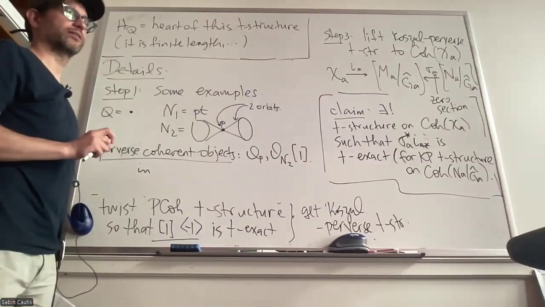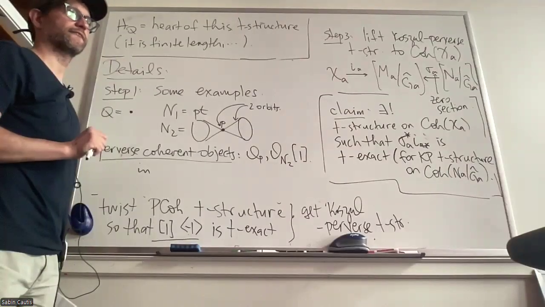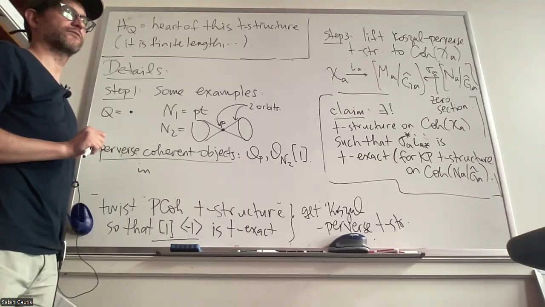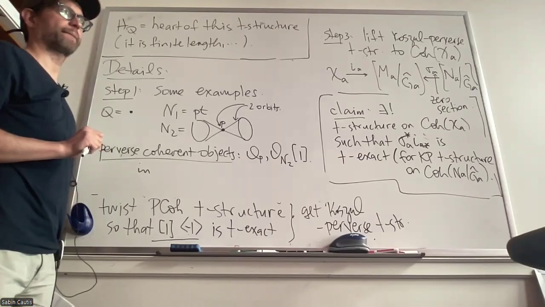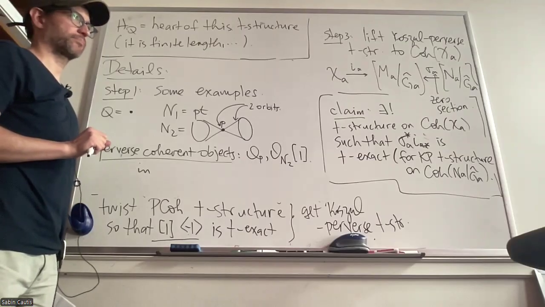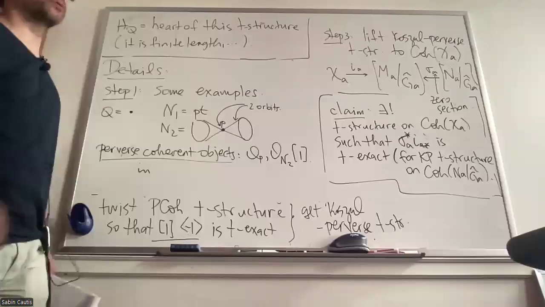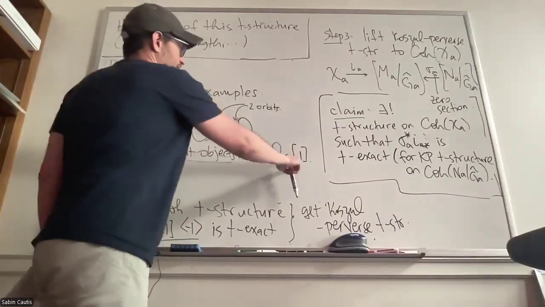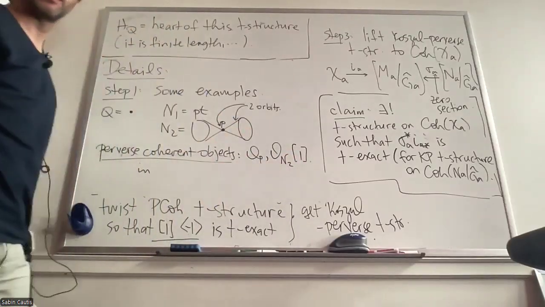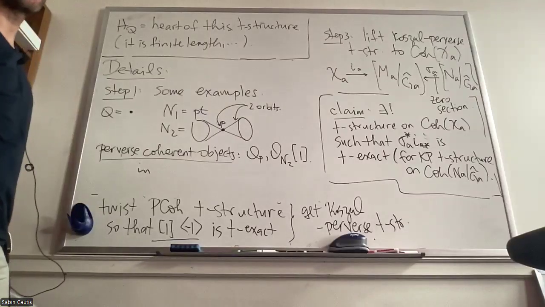So basically, in all the cases, there are only a finite number of orbits. For each orbit, I take the orbit closure, look at the structure sheaf of the orbit closure, and if you shift it by half the dimension of that orbit, it will be perverse. Yes. Okay, thank you.